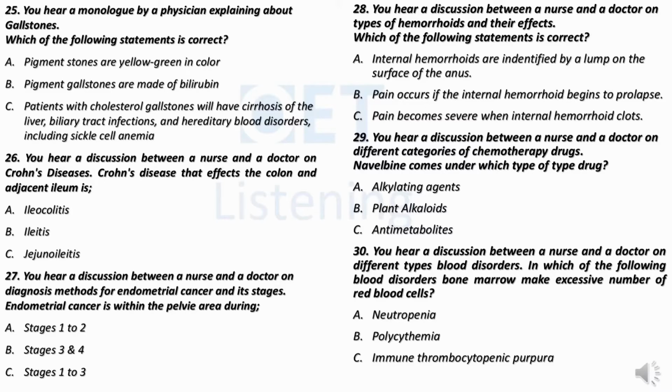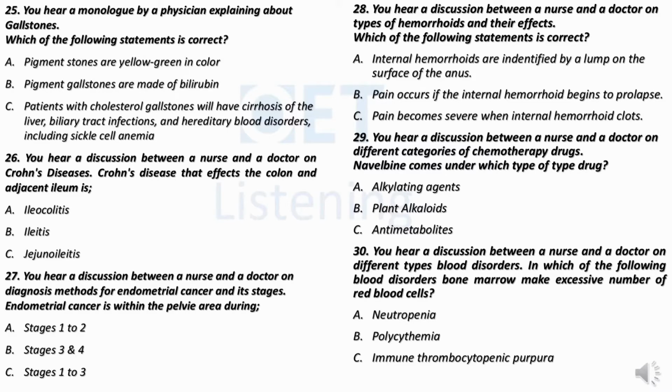Hello, doctor. What are the methods of diagnosing endometrial cancer and its stages? Endometrial cancer is the main type of uterine cancer, starts in the cells that make up the endometrium, and then shed each month during menstruation. The cancer is only in the uterus during stage 1. During the stage 2, the cancer is in cervix and uterus.